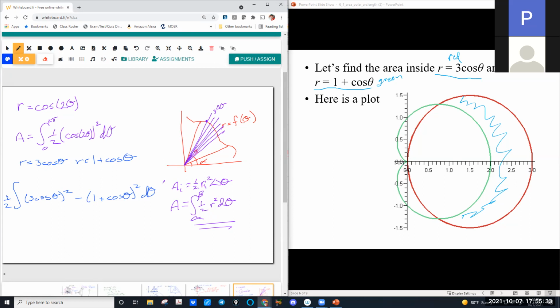Now, as we saw before, to get limits, we set the two curves equal to each other. Same thing goes for these. 3 cosine theta equals 1 plus cosine theta. So subtract cosine theta from both sides, and we get 2 cosine theta equals 1. Divide both sides by 2, and we get cosine theta equals a half.